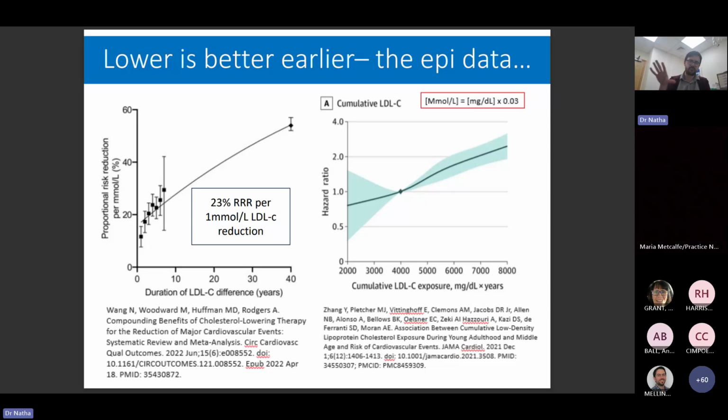So that second point tells you why lower is better, because for each 1 millimole per liter, you get a 23% relative risk reduction. And the cumulative LDL theory tells you why getting you down to target earlier is better, to try and reduce that cumulative exposure.